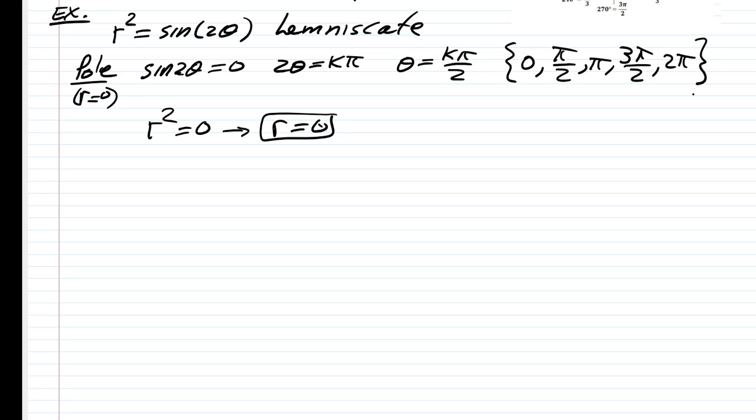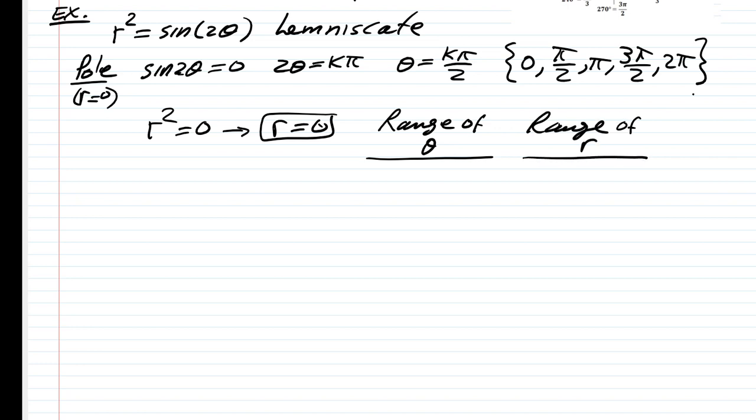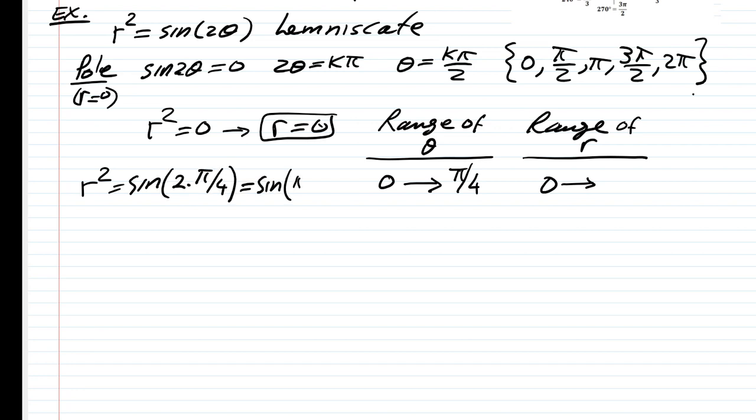Let's see. So I'm going to choose the range of theta and range of r again this way. For theta, I'm going to go from 0 to pi over 4. Okay, and let's see what happens to the range of r. So at pi over 4, r squared is sine 2 times pi over 4, which is sine of pi over 2, and that's 1. From this, if you take the square root, I'm going to get plus or minus. Don't forget, when you take the square root, you have plus or minus 1.